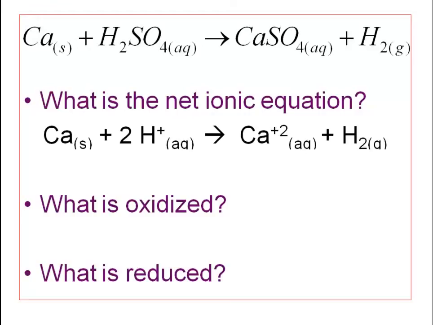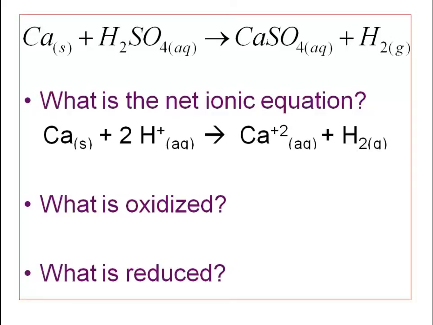The H2 gas in the products is a gas. It's not in aqueous form, so it will stay as a gas. The sulfuric acid and calcium sulfate are in aqueous form, so they will ionize, and the sulfate ions will cancel out as spectator ions, and it leaves us with the hydrogen ions and the calcium ions.